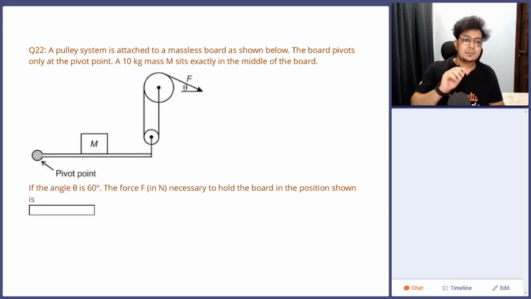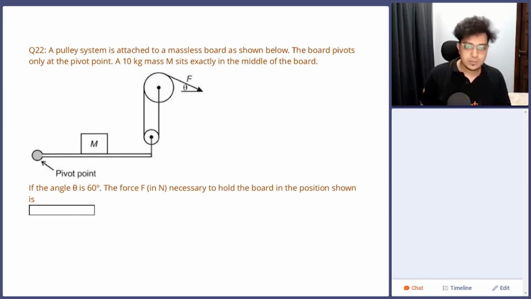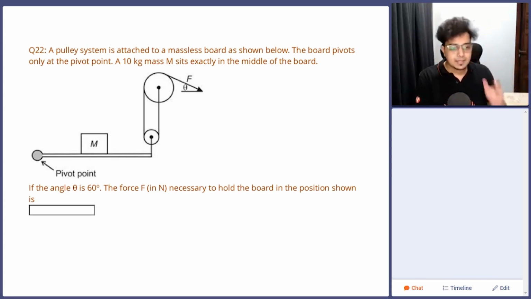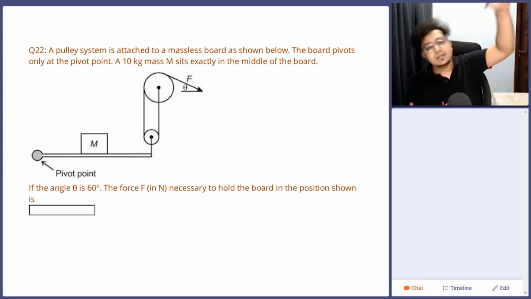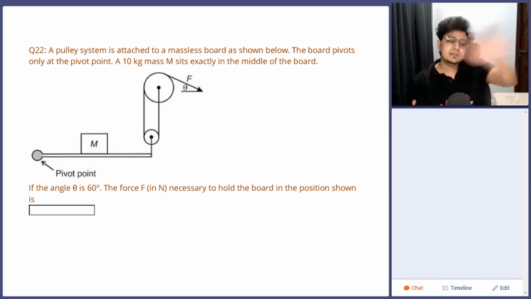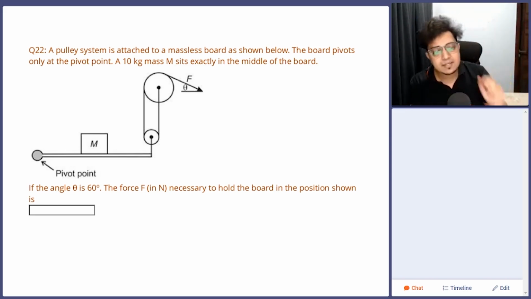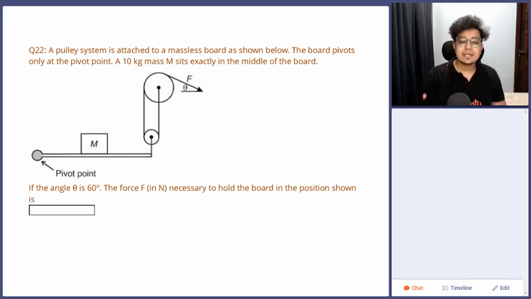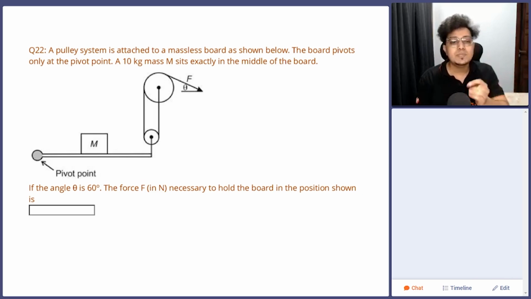Next question. A pulley system is attached to a massless board as shown below. Board pivots only at the pivot point, so it can rotate only about the pivot point. There is a 10 kg mass M that sits exactly at the midpoint of the board, and then you can see the pulley arrangement. There's a thread connected that goes over the other pulley, and then force F is applied. Now angle theta is 60 degree. Then what force F is necessary to hold the board in the equilibrium position? In this position, if you want to hold the board as it is, then what should be the force value?